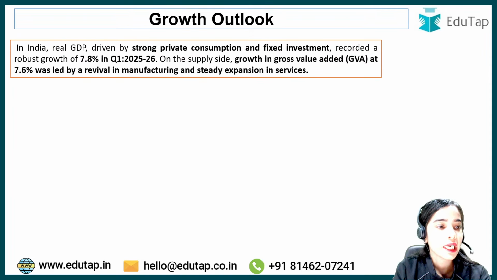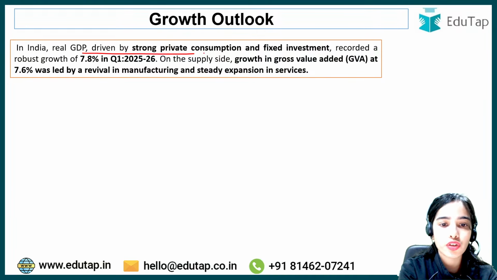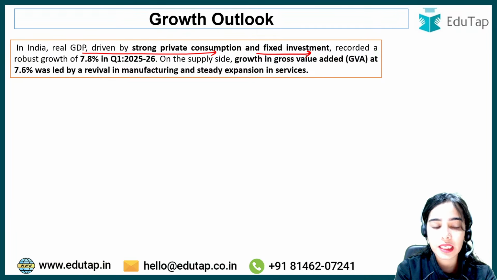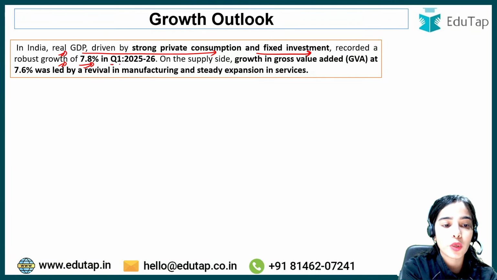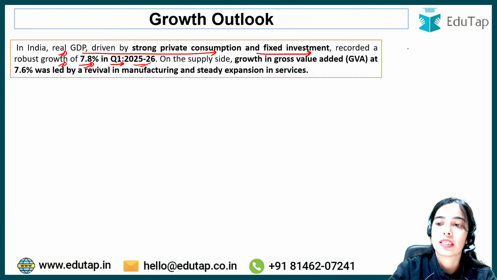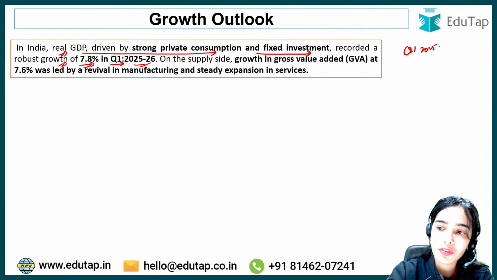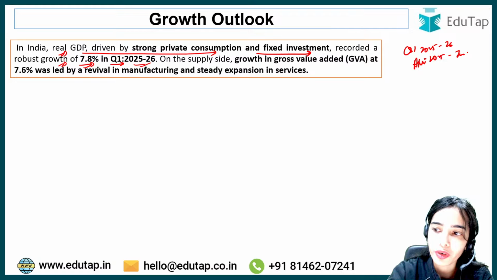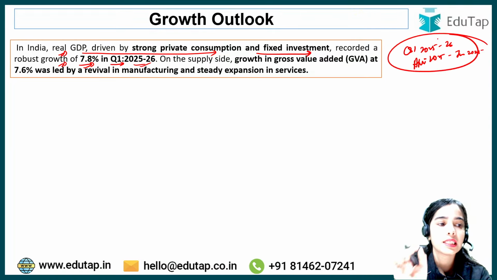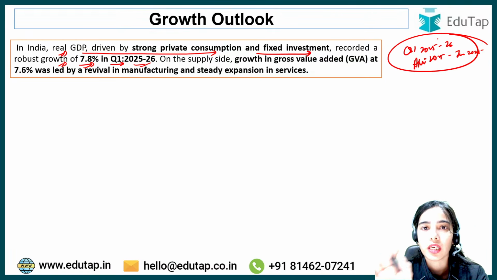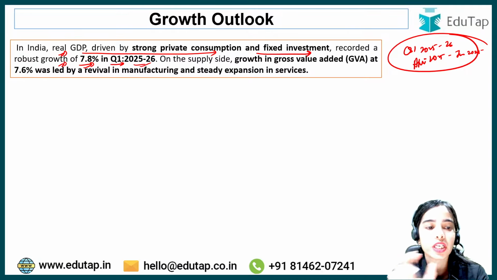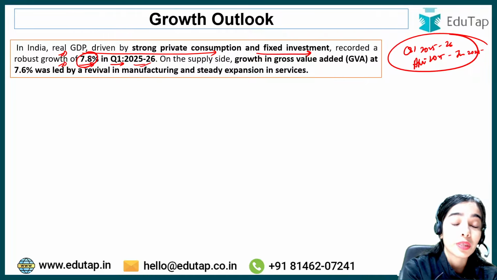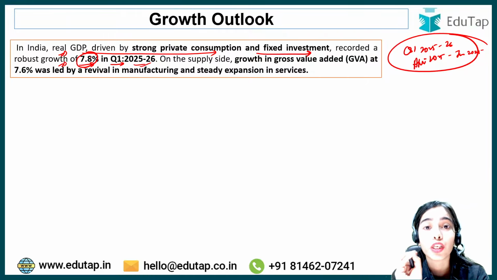Chalo, moving forward, in India, real GDP is driven by strong private consumption and fixed investment. Real GDP growth was 7.8% in quarter 1 of 2025-26. Quarter 1 of 2025-26 was April 2025 to June 2025. So in the quarter 1 of 2025-26, the real GDP growth was 7.8%. That is quite a high growth we can see.